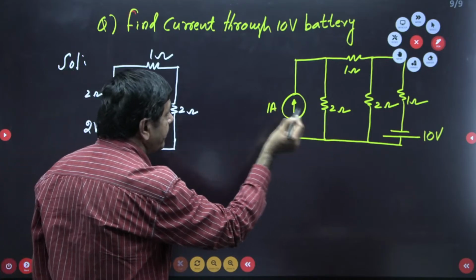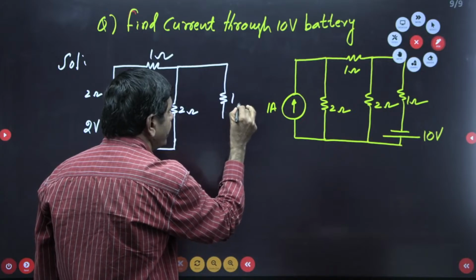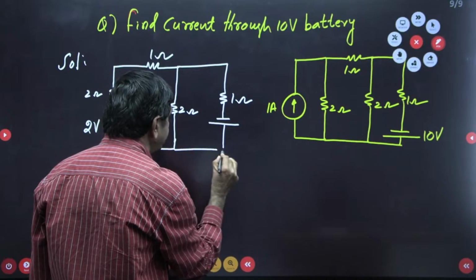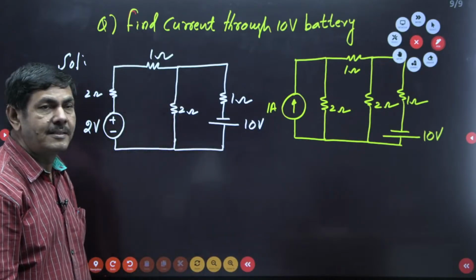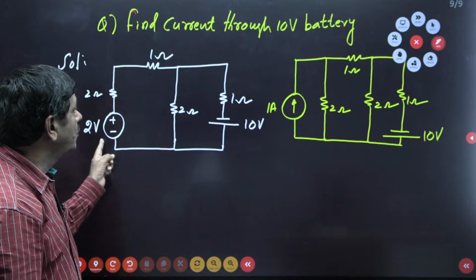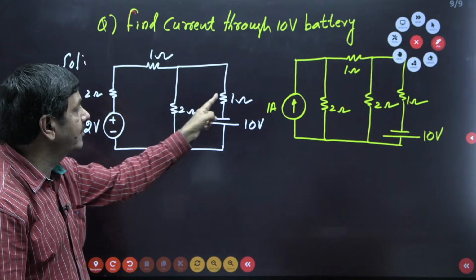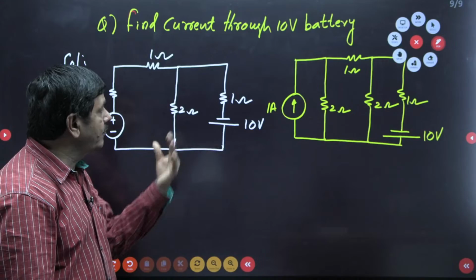And on this side it is connected with a 1 ohm resistor and also with one battery. That voltage is given as 10 volts. This is the given problem: 2 volts in series with the 2 ohm, 1 ohm here, 2 ohm here, 1 ohm and 10 volts. Now I want the current passing through 10 volts.